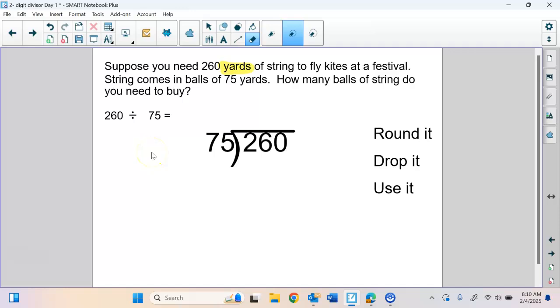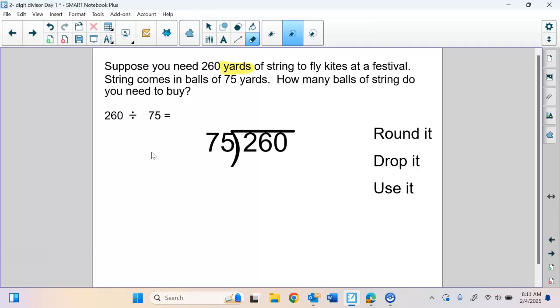So our first problem is, suppose you need 260 yards of string to fly kites at a festival. String comes in balls of 75 yards. How many balls of string do you need to buy? So thinking about this as a word problem, we first want to start thinking about, okay, when I get an answer, what do I have to do with it? Am I going to round it? Am I going to drop it? Or am I going to use that remainder to come up with this?